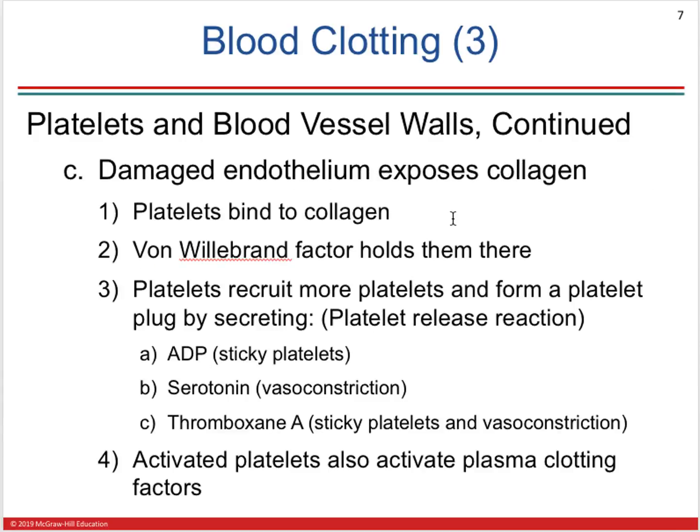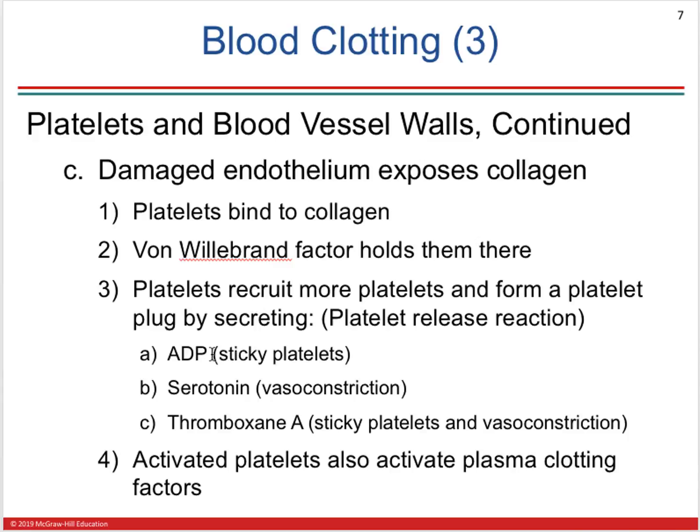Now, when you get damage to a blood vessel, this exposes the collagen, and as I mentioned, the platelets then stick onto that collagen. Then there's a blood clotting factor called von Willebrand factor that helps to hang on to them further, keeping the platelets from drifting away. Platelets then undergo this cascade of events. They cause the recruitment of additional platelets by making them sticky and form this platelet plug.